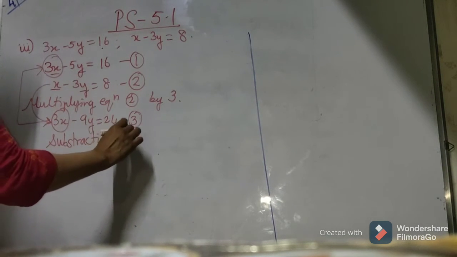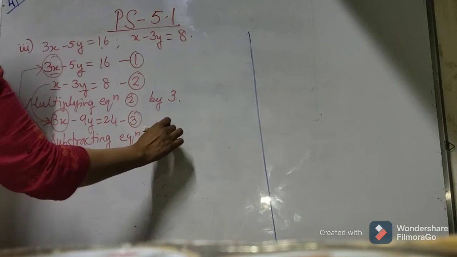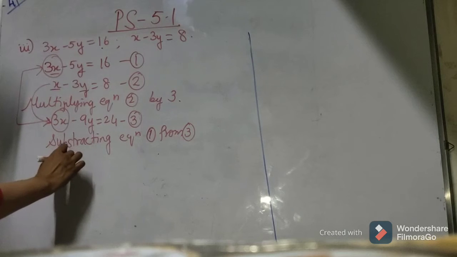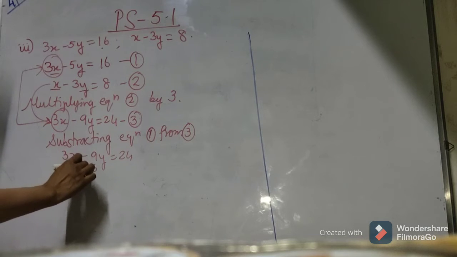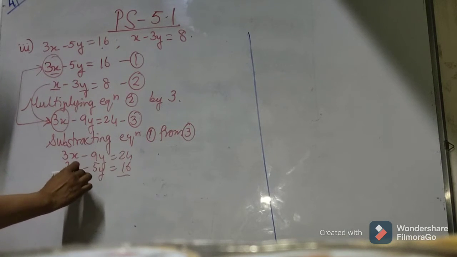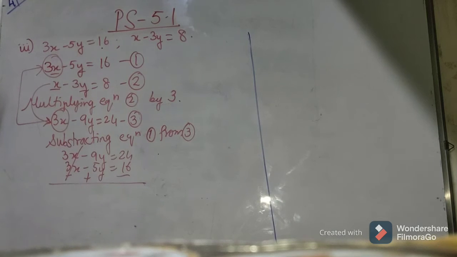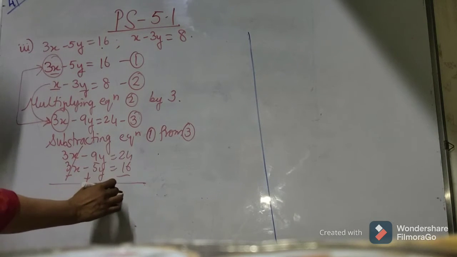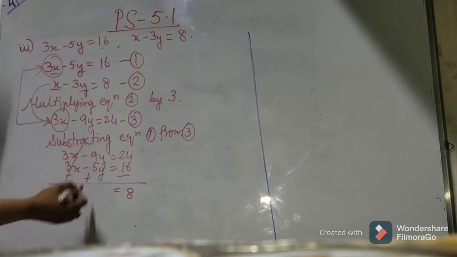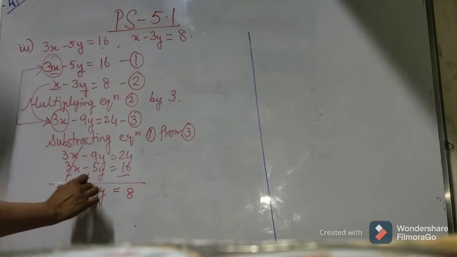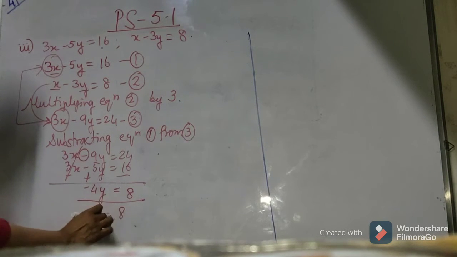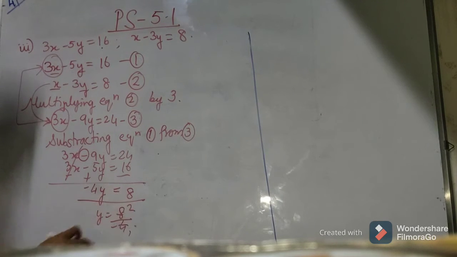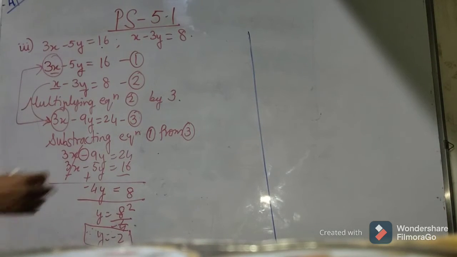So subtracting equation 1 from 3. So I'll write equation 3 first. 3x minus 9y is equal to 24 and 3x minus 5y is equal to 16. I need to change the signs. So 3x gets cancelled. 24 minus 16 is 8 and minus 9 minus 5 is minus 4y. So y will be 8 divided by minus 4. 4 ones are 4, 4 twos are 8. So y I get as minus 2. I am putting it in the box.